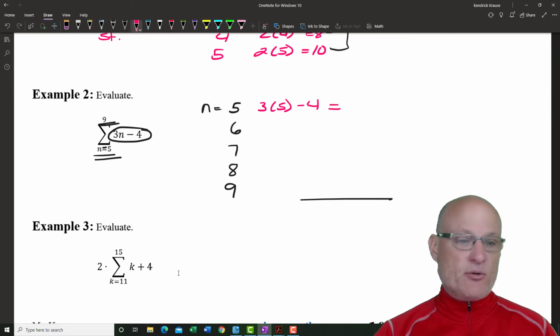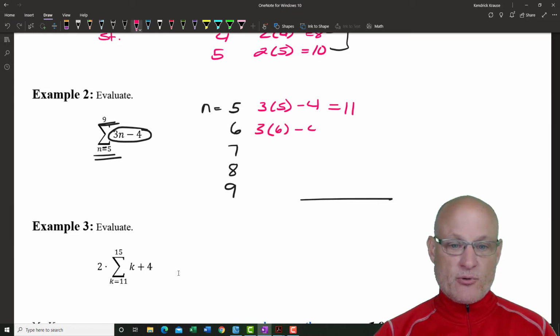These are arithmetic sequences of numbers, so it's linear. What is this? 15 minus 4 is 11. Then you're going to do 3 times 6 minus 4. That's 18 minus 4. That's 14. And then I think after this one, you're going to see what the pattern is.